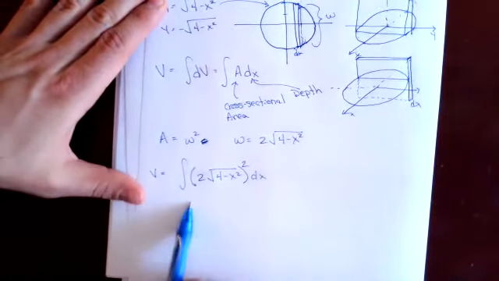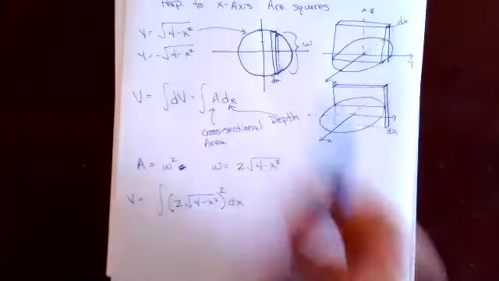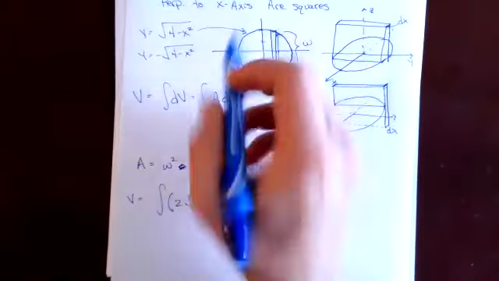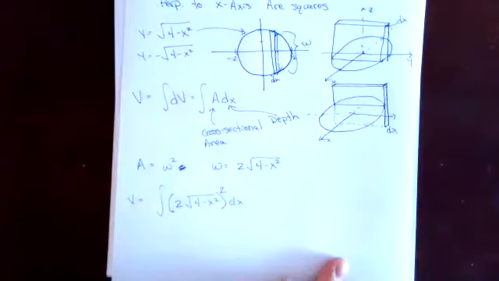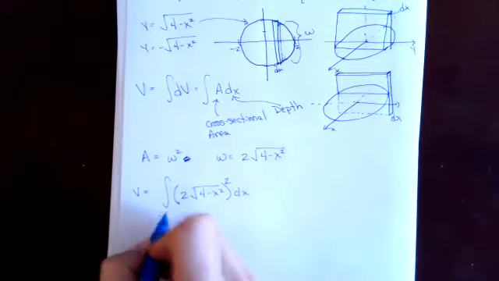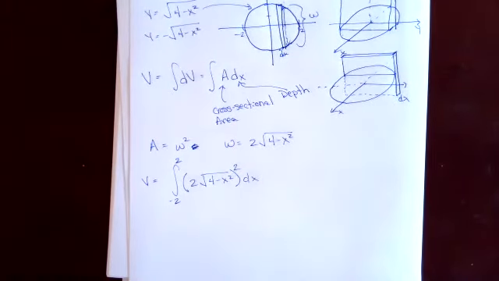The last thing we're going to need is the bounds. We're integrating with respect to x, so we are integrating from the left side all the way over to the right. And since it's a circle of radius 2, we're just going to be integrating from minus 2 to 2. Everyone see that?